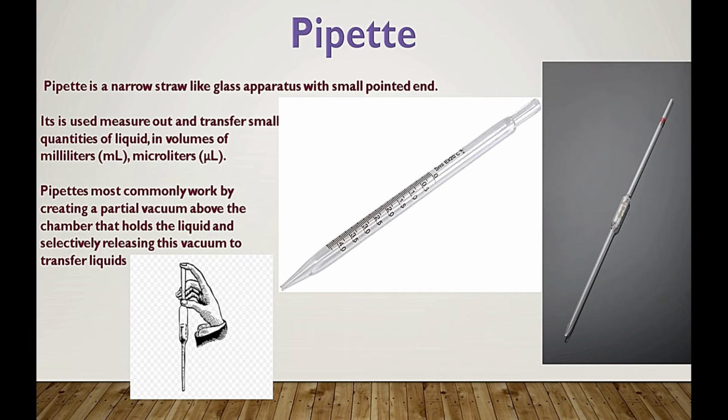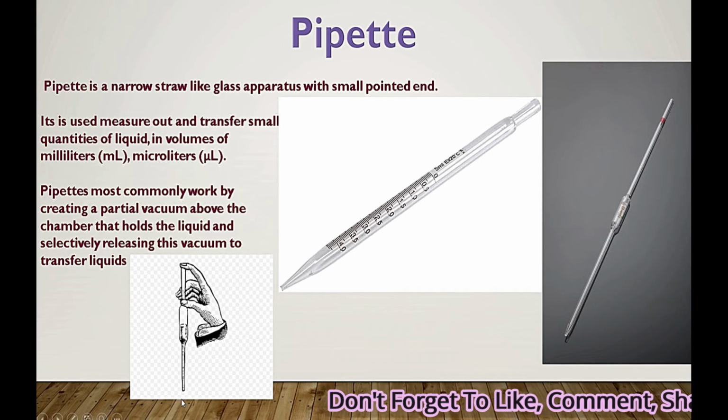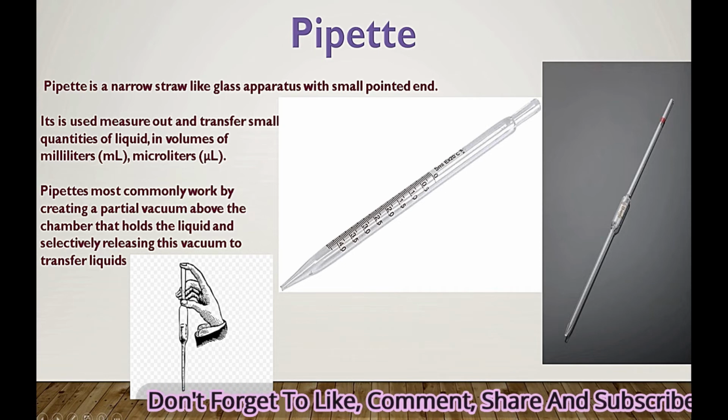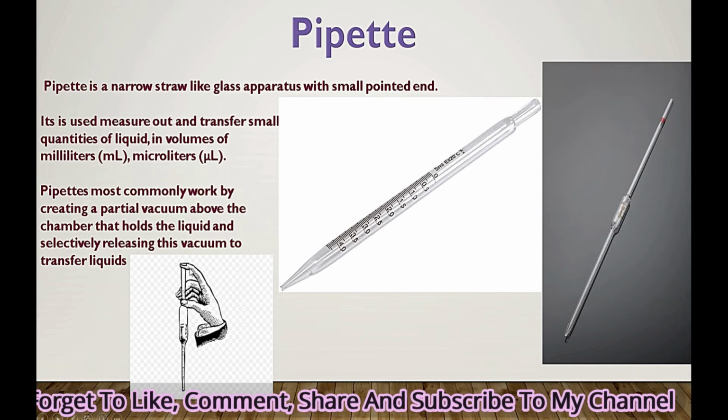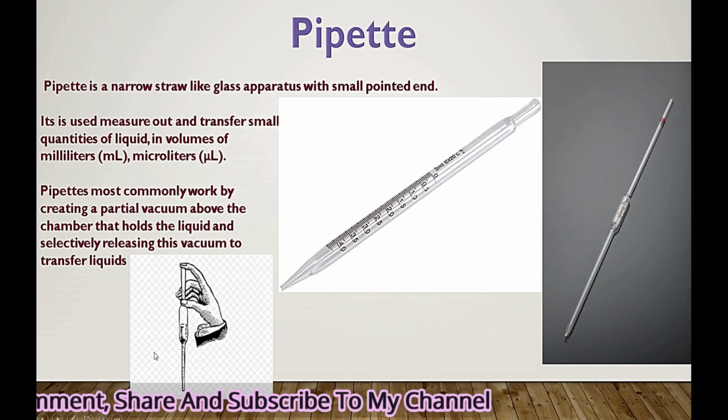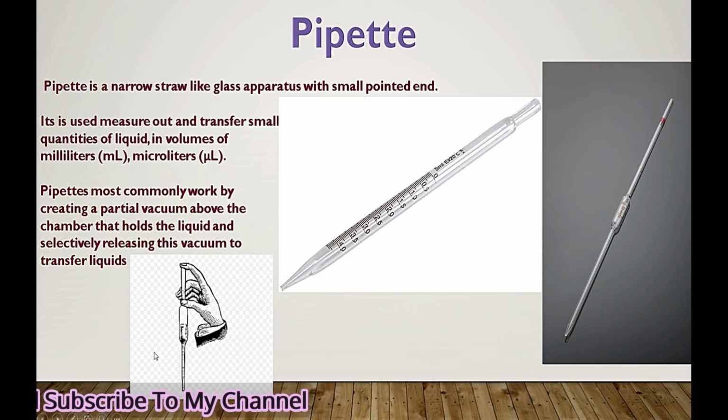Pipettes most commonly work by creating a partial vacuum above the chamber that holds the liquid and selectively releasing this vacuum to transfer liquids. With your finger, you can control the flow of liquid and you can create this vacuum or release this vacuum.